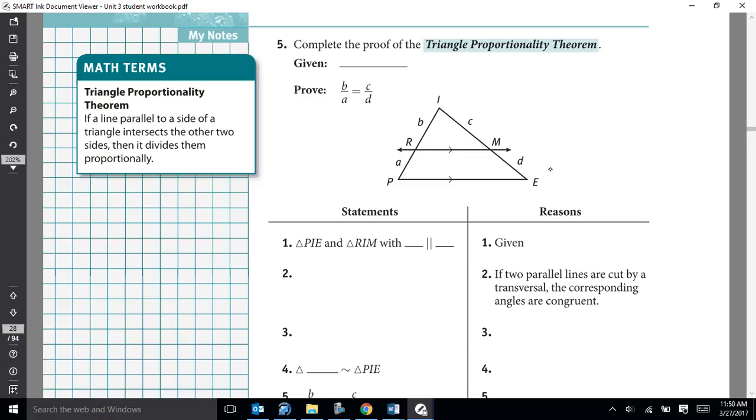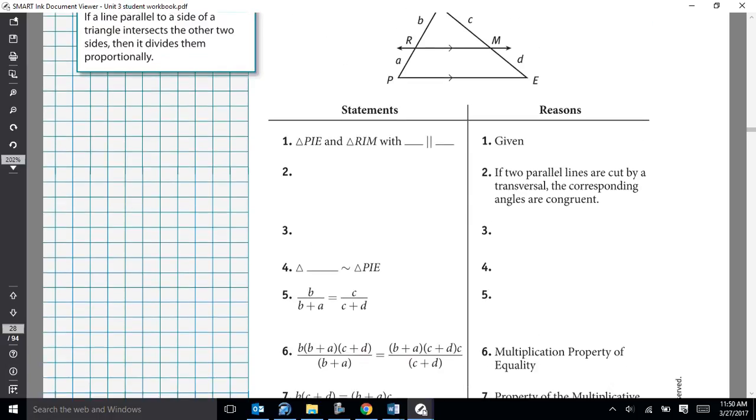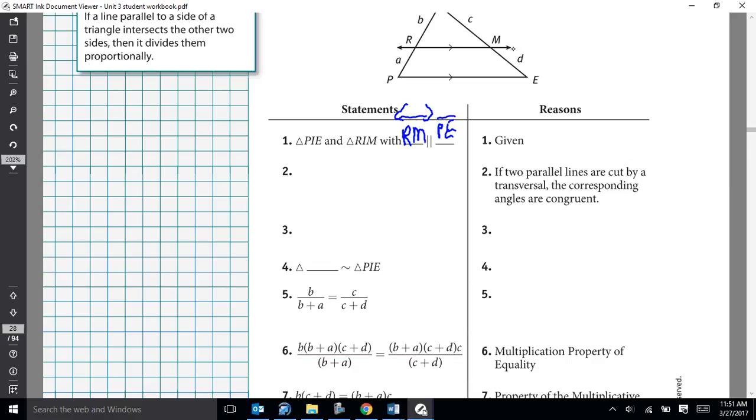All right, so looking at the two-column proof, we have triangle PIE and triangle RIM with blank lines parallel. So what's going to go in the blank lines? Line RM and side PE. And watch your notation, because this is a line that has arrows on both ends, but PE is not a line, it's a segment. It has two definite endpoints.